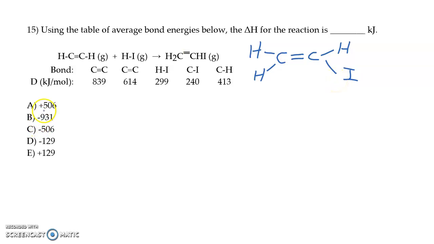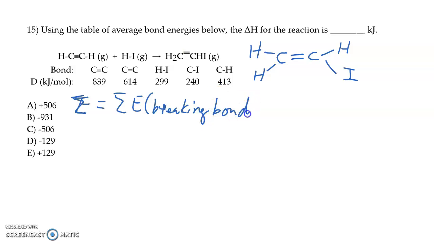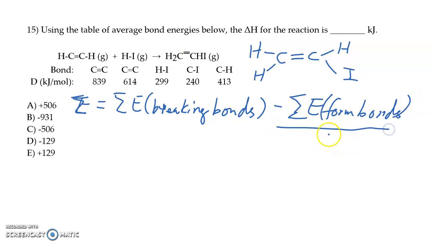So let's do it. The energy of the reaction will be equal to the sum of the energy of breaking the bonds, minus the sum of the energy that forms bonds. And we know that this must be in the product, and this must be in the reactant.